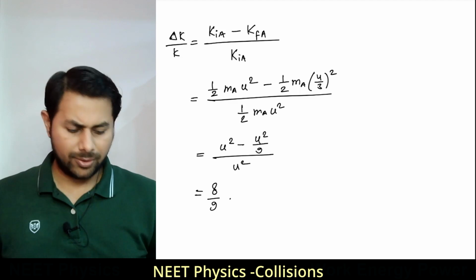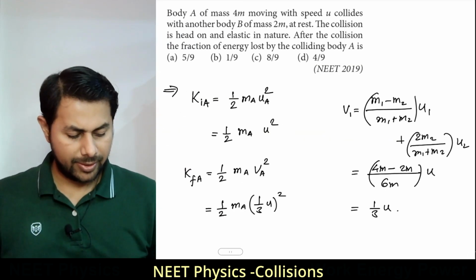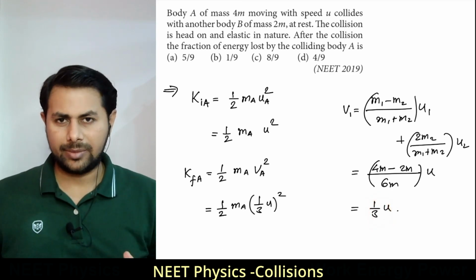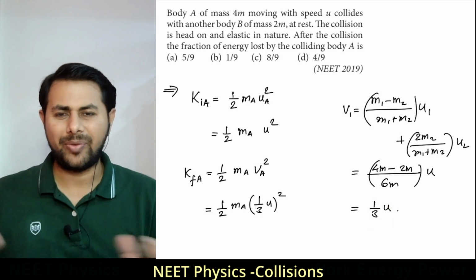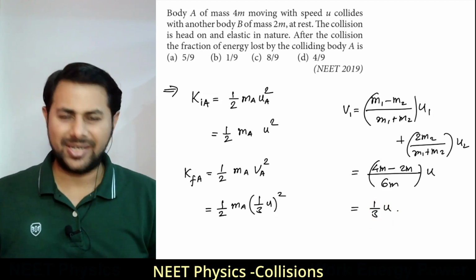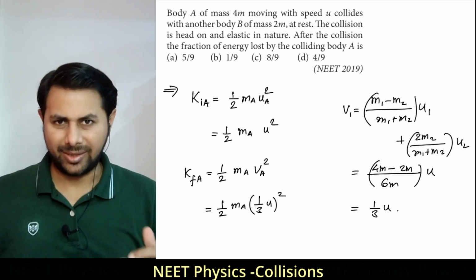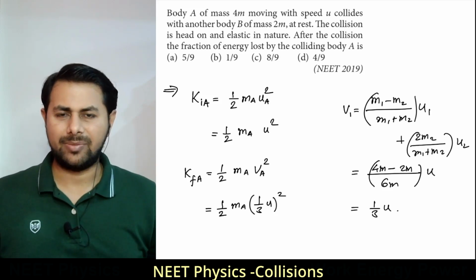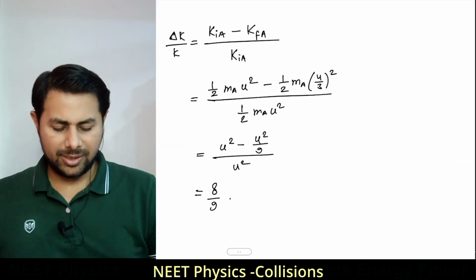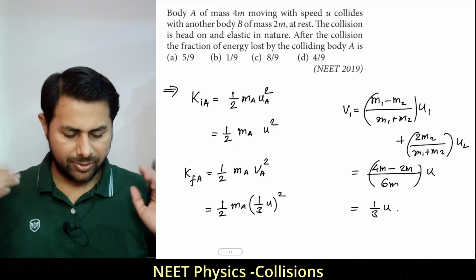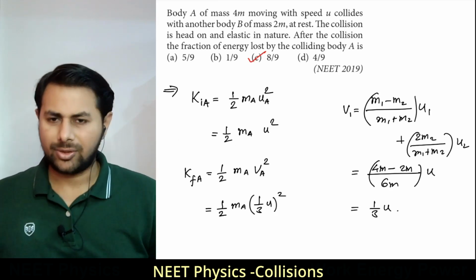Okay, so you can simply say that speed becomes 1/3, so kinetic energy becomes 1 by 9. But that means by what fraction has it lost its kinetic energy? 8 by 9, because kinetic energy has become 1/9, so it loses kinetic energy by the fraction of 8 by 9, right? Instead of doing all this, you can just do it in your mind. So the answer is option C.